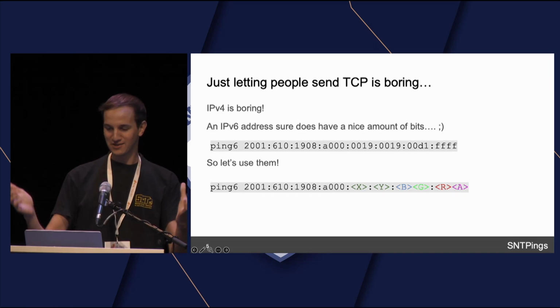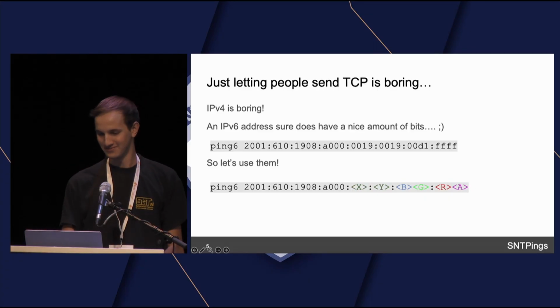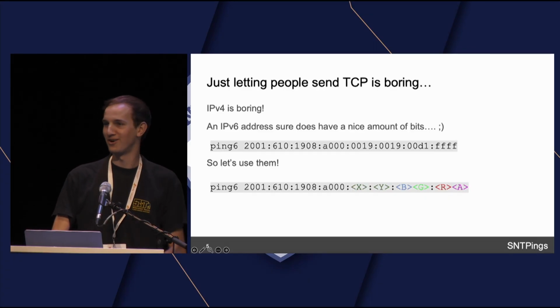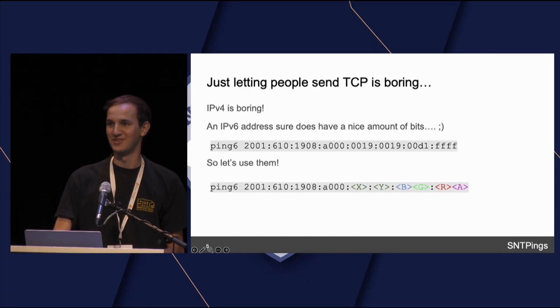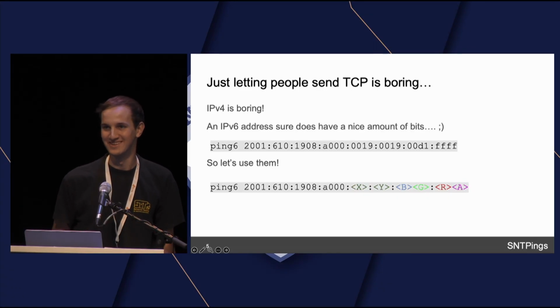So we split the IP address in X and Y coordinates, and then RGBA for color. And then that way people can draw just by sending packets. They do not have to be fully RFC compliant. Most of them weren't.